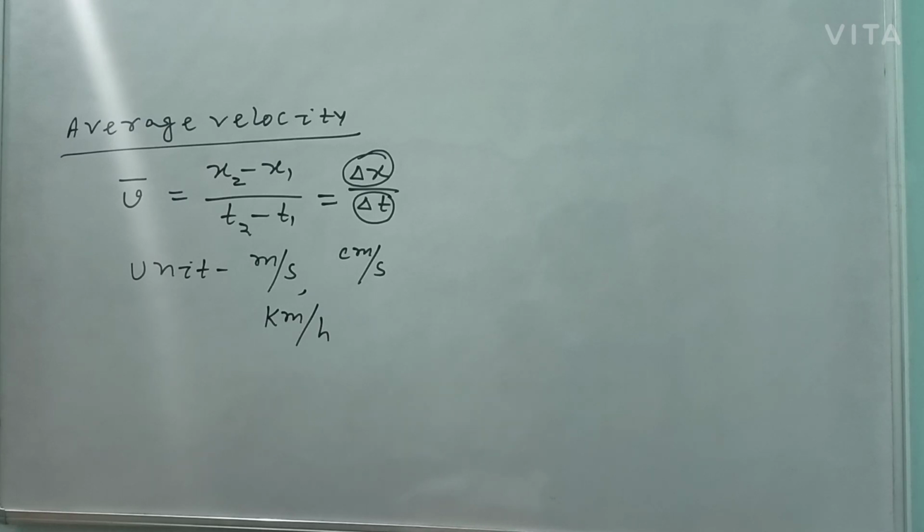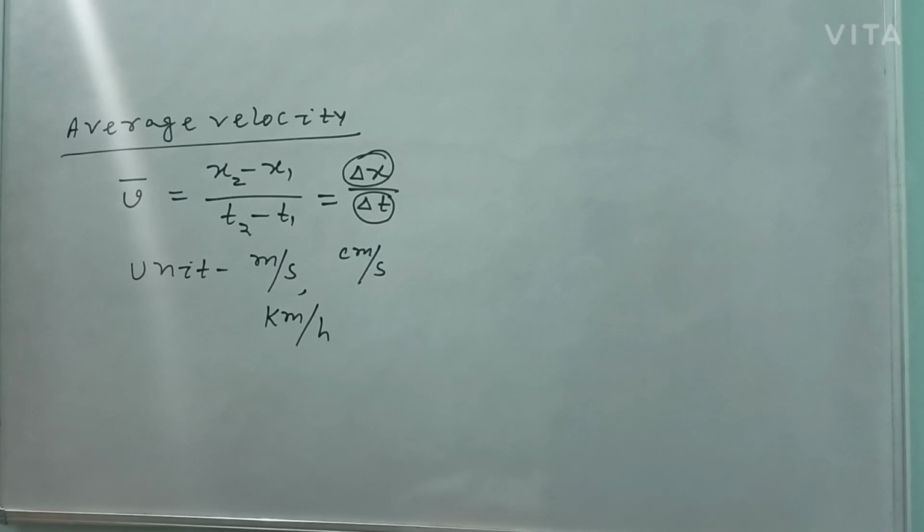Students, this velocity can be obtained from displacement. So velocity is a vector quantity. Why? Because displacement is a vector quantity, which is known from the previous video. So since displacement is a vector, average velocity is a vector. Vector means it has magnitude as well as direction.